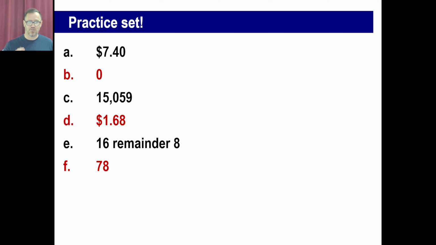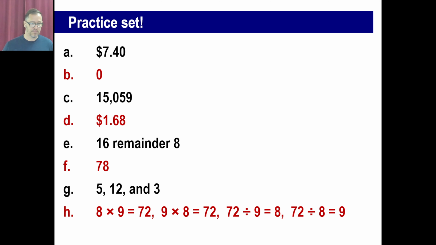Okay. Pause it and try G. The divisors are 5, 12, and 3. All right, pause it and try H. It's the last one. Okay, the other fact family, there they go.